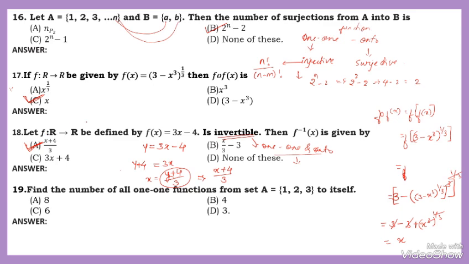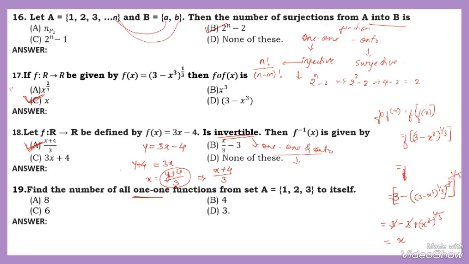Option A is correct. Now find the number of all one-one functions from the set A = {1, 2, 3} to itself. Here, we have to find the one-one functions from the set to itself. In question number 16, the function was from A to B.